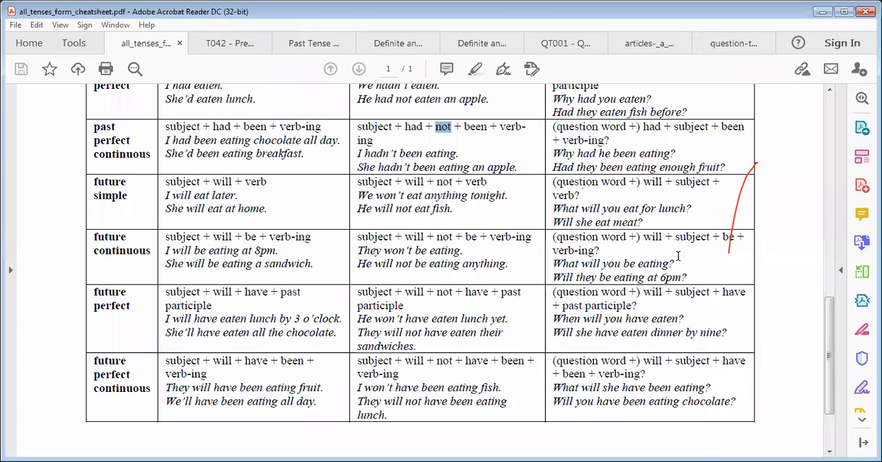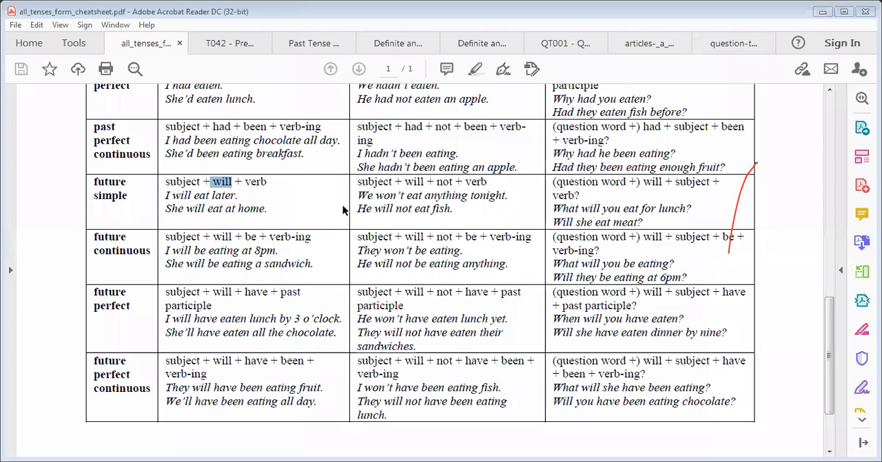If you compare this with simple present, what was the sentence structure? Subject plus verb plus object. That is the base form of the verb, the original form of the verb, right? V1. So we have subject plus will plus verb. What I have added here is just will. So this is just like simple present, but we add will because this is a future tense. This is future simple. I will eat later.